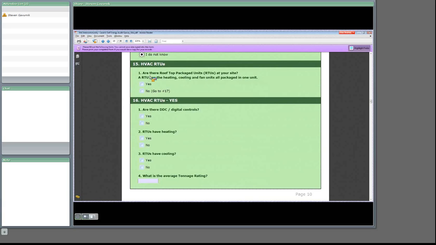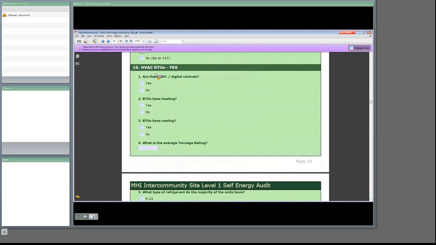The next section, 15, HVAC rooftop units. I'm going to describe a rooftop package unit real quickly. You'll typically see them on top of strip malls and apartment buildings or other types of areas, and they're big boxes on the rooftop. Rooftop package unit means that everything's packaged together: the heating and/or the cooling, the fan unit, and everything is all in one unit in separate compartments within that box. If you have any of those, not to be confused with an air handling unit or makeup air unit, which we'll cover right after this, you'd indicate yes, and if you indicate no, go to section 17.